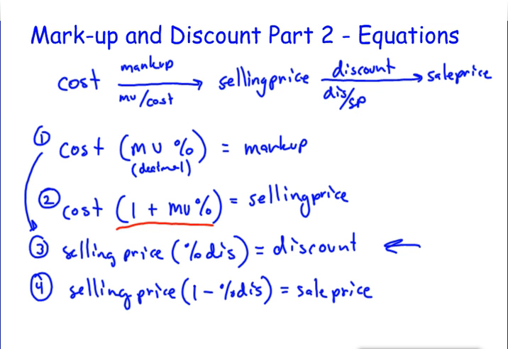Selling price times the discount percent equals the discount. That's pretty straightforward. And then 4, if you know the selling price and you know the percent discount, you can go directly to the sale price by subtracting your percent from 100 or your decimal percent from 1. So I will be referencing these 4 equations. So if you don't know them, you should pause the video and write them down, and then you'll be able to know what I'm talking about.